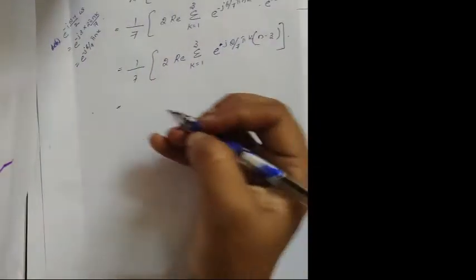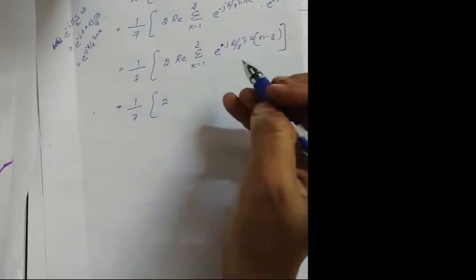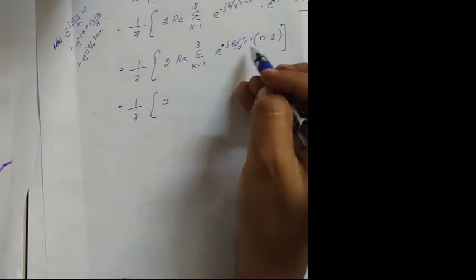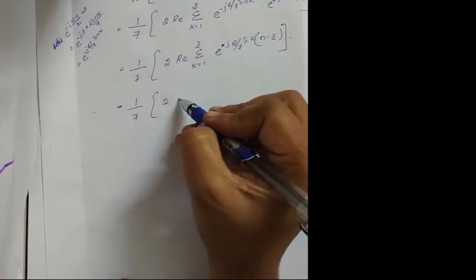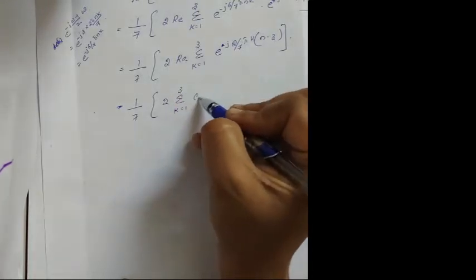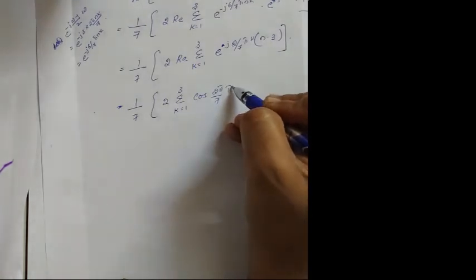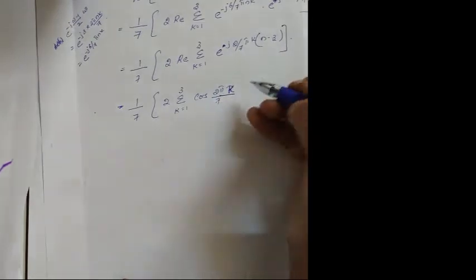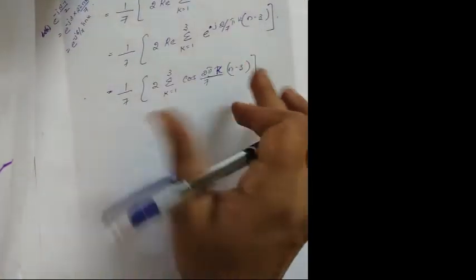Okay, now you are taking the real term 1 by 7, and your value varies with k. So you are taking the real term only. e raised to j theta is equal to cos theta minus j sin theta, so you are taking the real term, that is cos theta. So you will get 1 by 7 summation k equal to 1 to 3 cos of 2 pi by 7 k into (n minus 3). This will be your reduced answer.